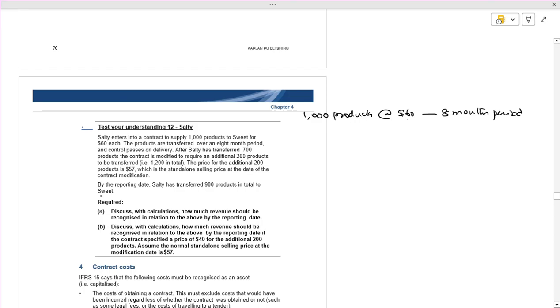After Salty has transferred 700 products, the contract is modified to require an additional 200 products. The price of the additional 200 products is 57, which is the standalone selling price at the date of the contract modification. By the reporting date, Salty has transferred 900 products in total.